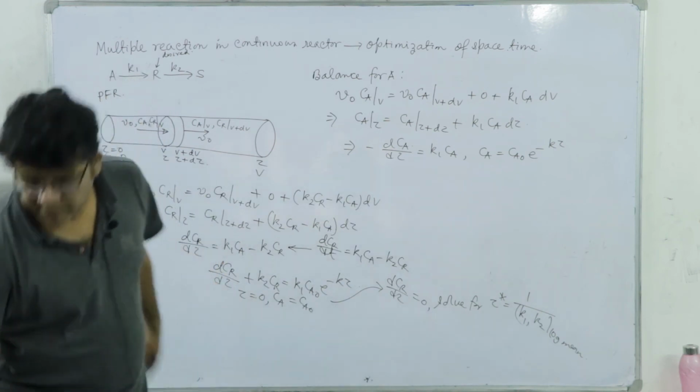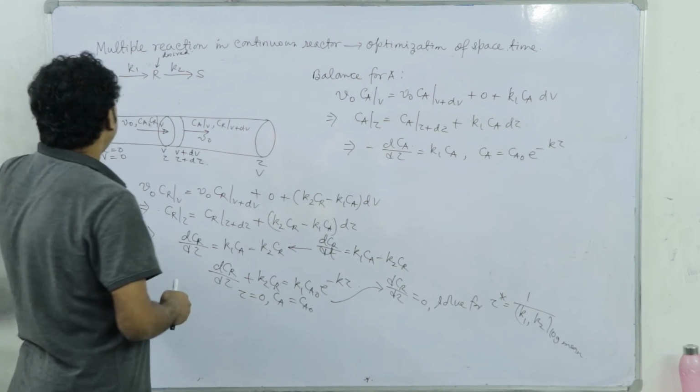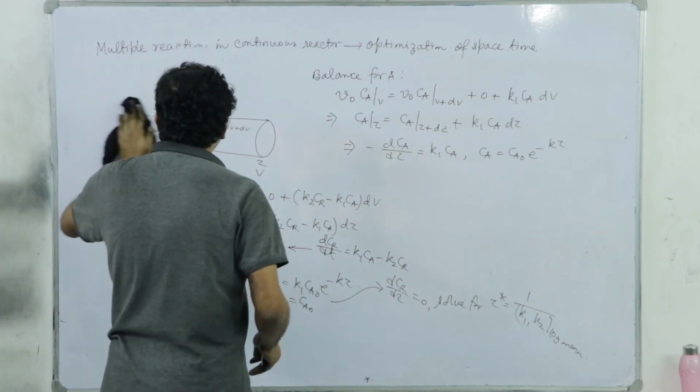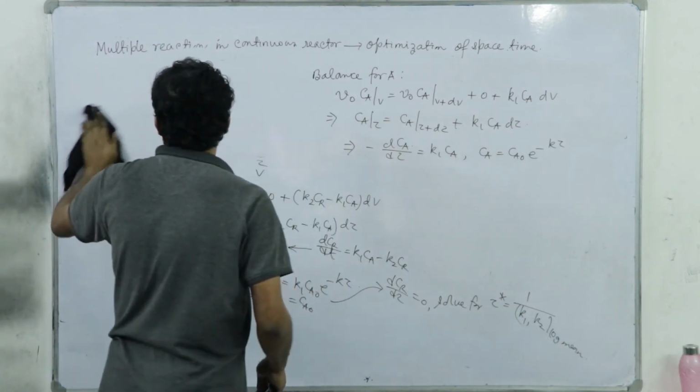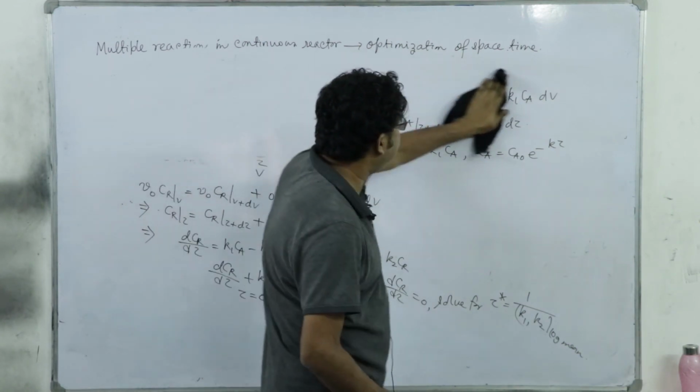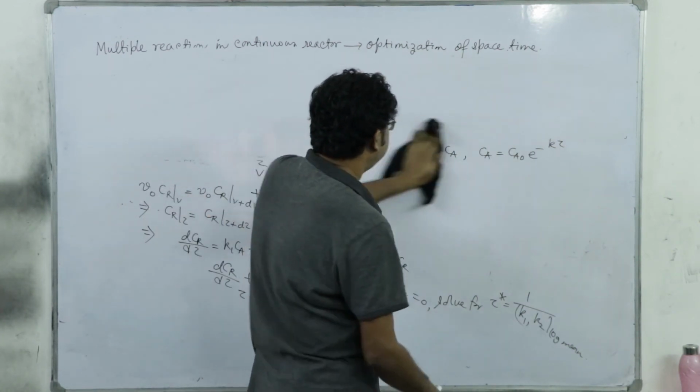So that's the procedure. So let's solve another example of series reaction, but it is a first order reaction followed by a zero order reaction.